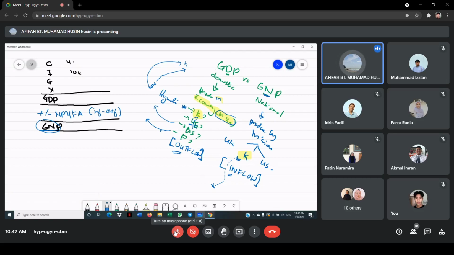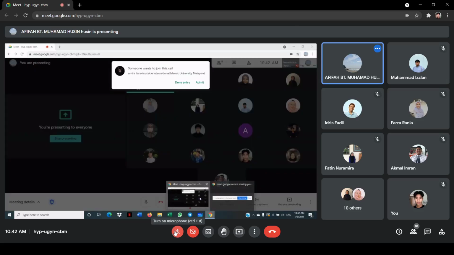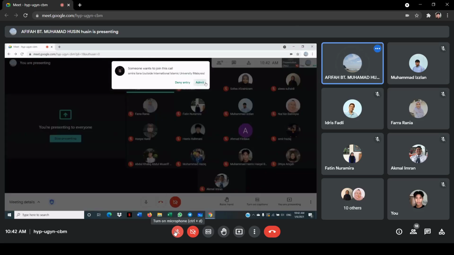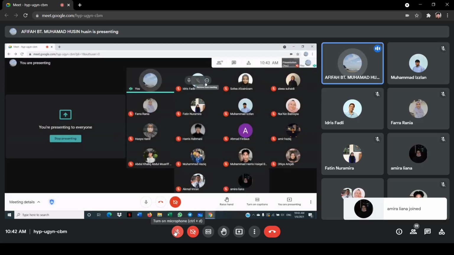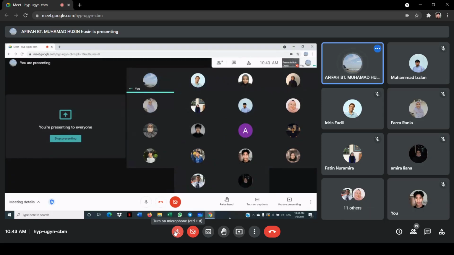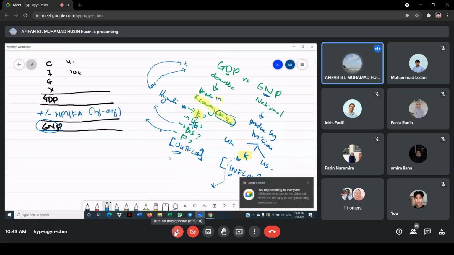Dah lagi orang nak masuk. Siapa? Amira. Assalamualaikum Amira. Kenapa lambat sangat ni? Orang lockdown, awak pergi ke mana? Okay, are we done?